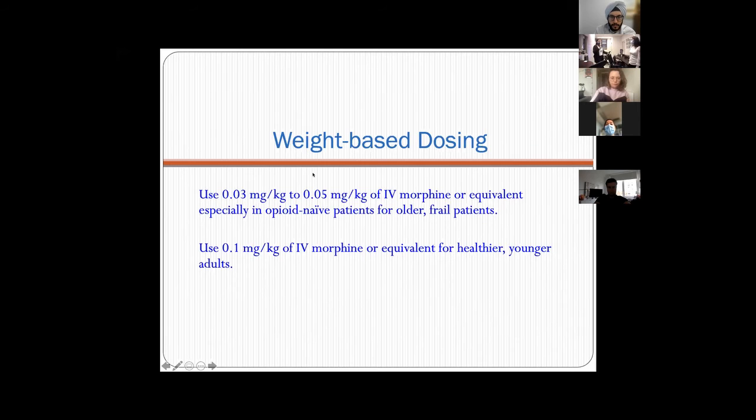So going back to the initial starting dose for morphine IV, which is anywhere from 2 to 5 milligrams, that was actually derived from the 0.03 to 0.05 milligram per kilogram in a 70 kilogram person. So that's how you do it.